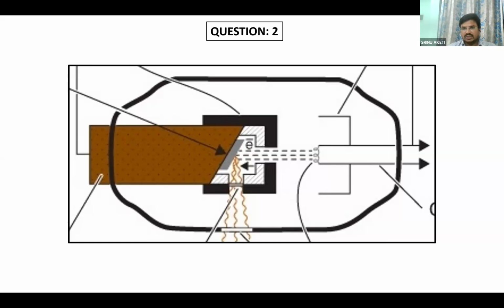How are these X-rays produced? Sir, when it hits the target, the electron, I don't know exactly. Okay, no problem. I will explain with some pictures.